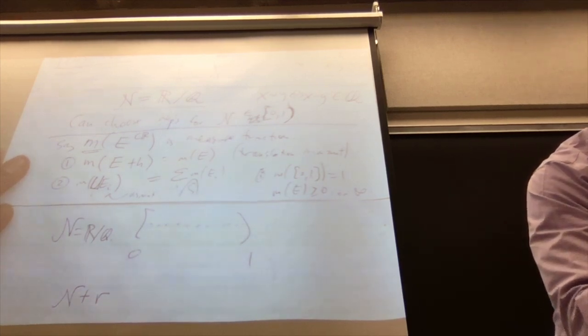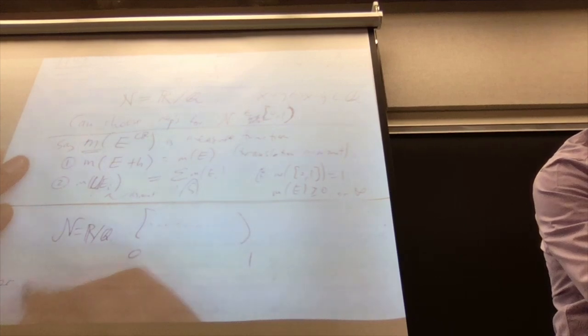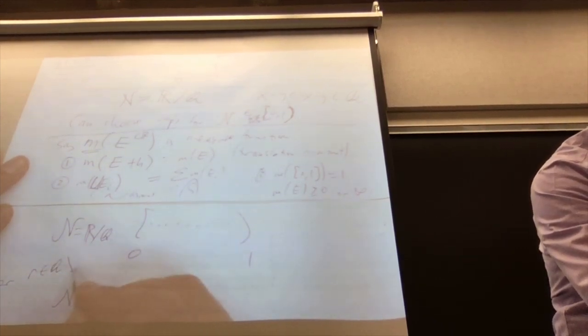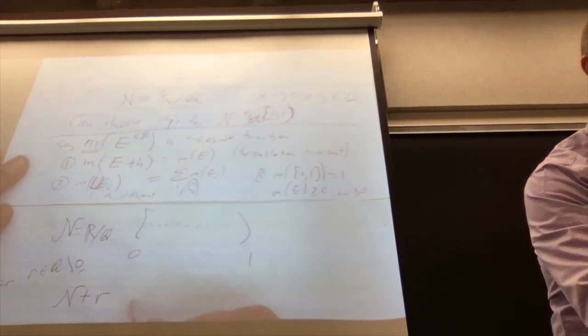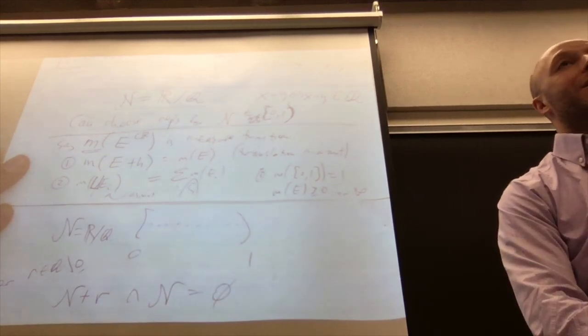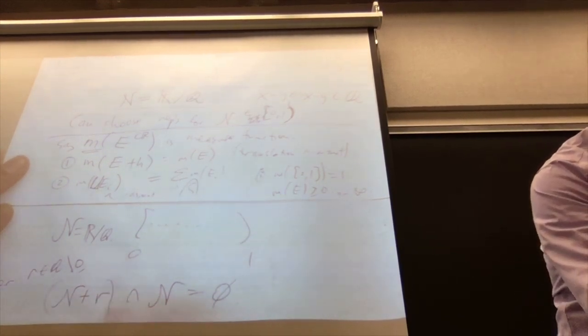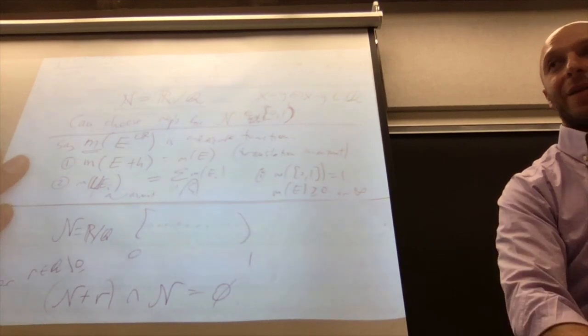Well, so I claim that this is disjoint for r in Q not equal to 0. This is disjoint from the original. Wait, what do you mean by n plus r again? I mean take every element of n and shift it by the same fixed number r.